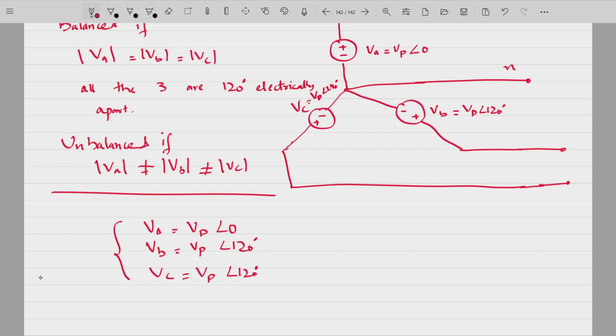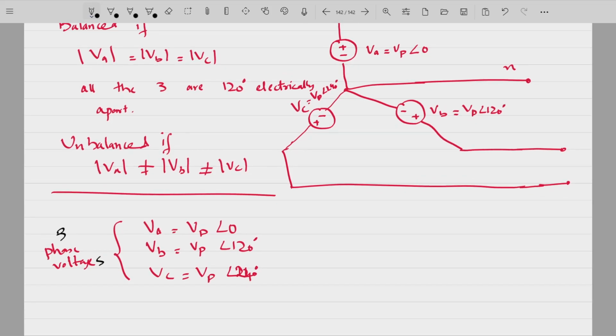Here, in case of a star connection, VA, VB, and VC simply represent the phase voltage. So you have VA, VB, and VC equal to VP angle 0, VP angle 120, and VP angle 240 degrees. Fine. So these are the three phase voltages in a star connection, VA, VB, and VC.